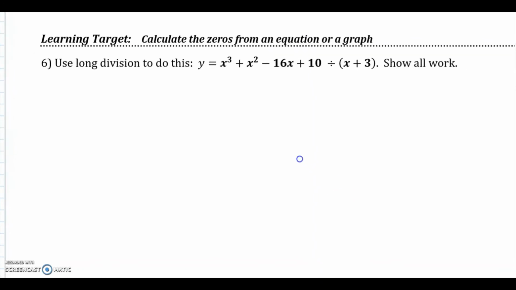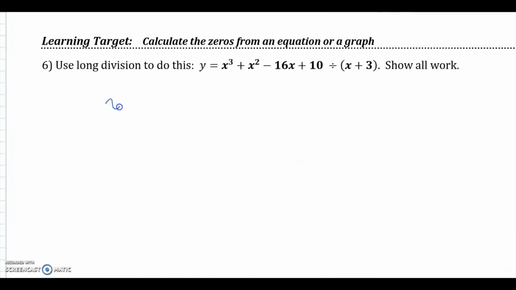Division time. X plus 3 goes on the outside.